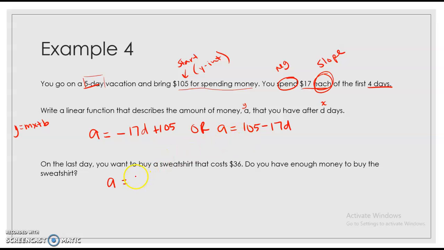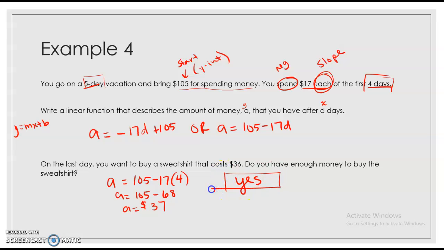I'm going to plug into this 105 minus 17. Our days, we've gone 4 days. So we're going to do 17 times 4. So then A is going to equal 105 minus 68, because 17 times 4 is 68. And then 105 minus 68 is 37. So barely, but do we have enough money to buy the sweatshirt? Yes, let's just hope they don't charge a lot of tax, right? So yes, we have enough to buy the sweatshirt.